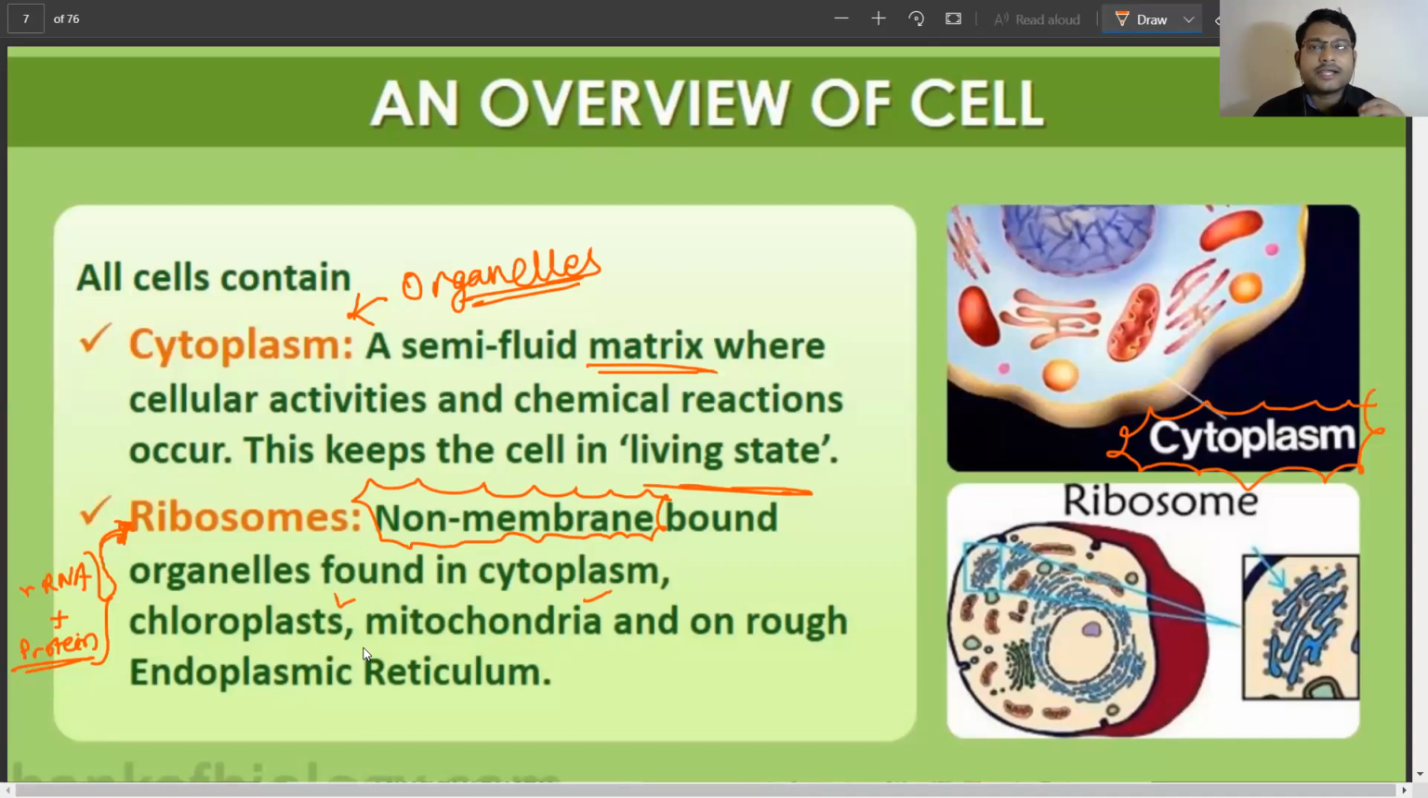You all might know they play a very important role in the process of protein synthesis, right? Without ribosomes, proteins, which are a very important biomolecule in the organism, cannot be synthesized. So they are very important. They are present in the cytoplasm, and along with that, in chloroplasts, mitochondria, and on the surface of the endoplasmic reticulum.